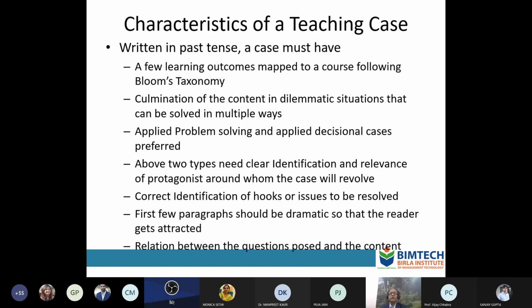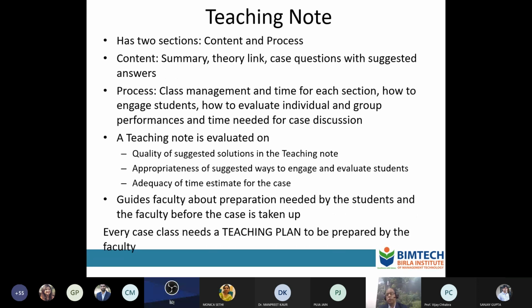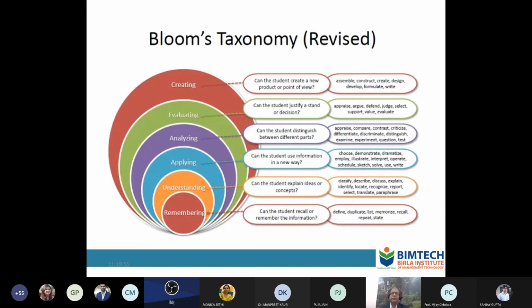Characteristics of a teaching case. Every teaching case must have a learning outcome. But only giving a learning outcome is not enough, because it must be mapped with Bloom's taxonomy, a learning taxonomy. As I showed you, this is Bloom's taxonomy. It was revised in, I think, 2004 or 2006, and it expanded to six layers.